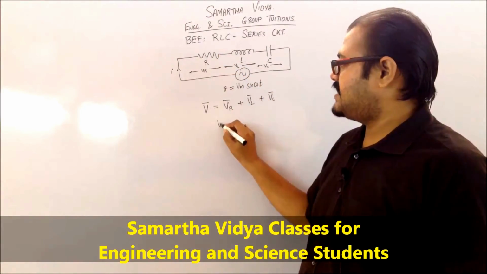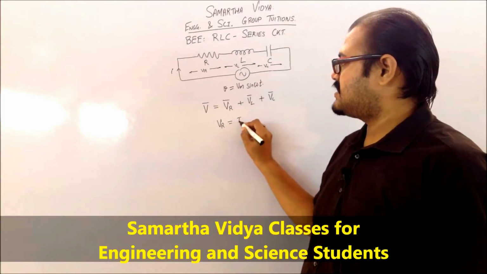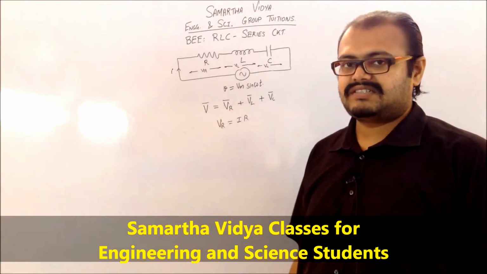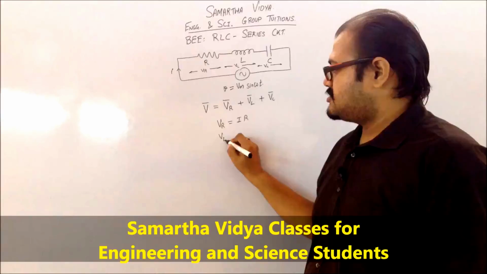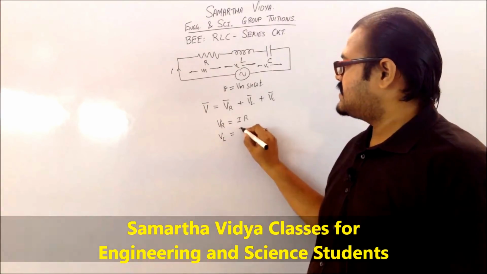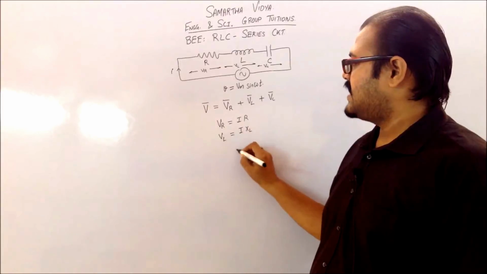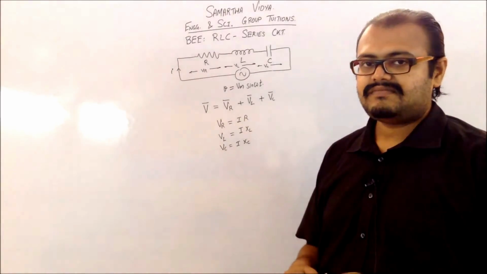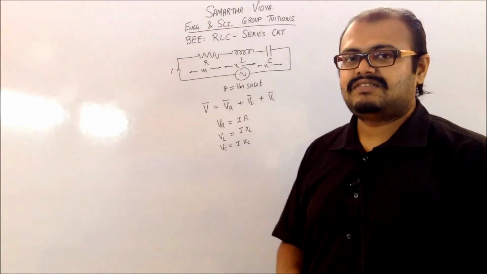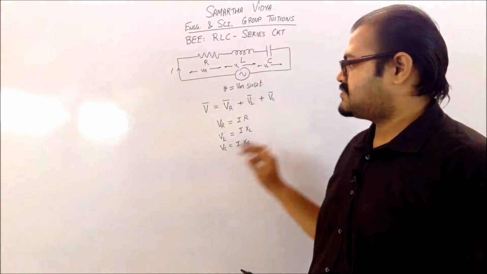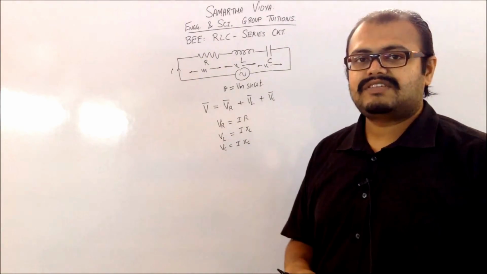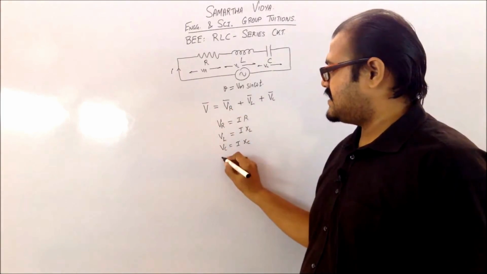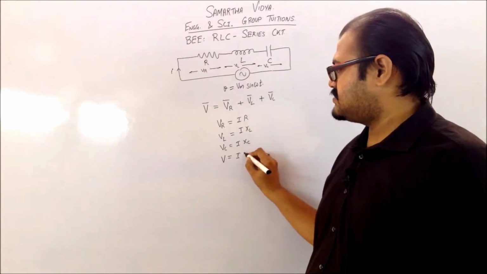Once you have understood this, there will be a voltage drop VR, which is given by I into R, where I is the RMS value of the current flowing through it. VL is simply I into XL, and VC is I into XC. Now these are the non-phasor representations. If I want to substitute in the equation, we have to denote them by phasors. The net voltage V will be given by I into Z, where Z is the impedance of the circuit.